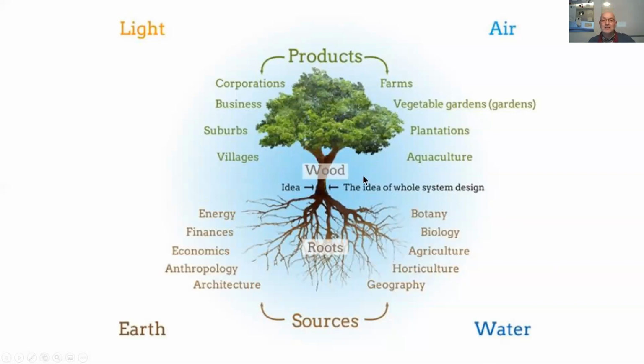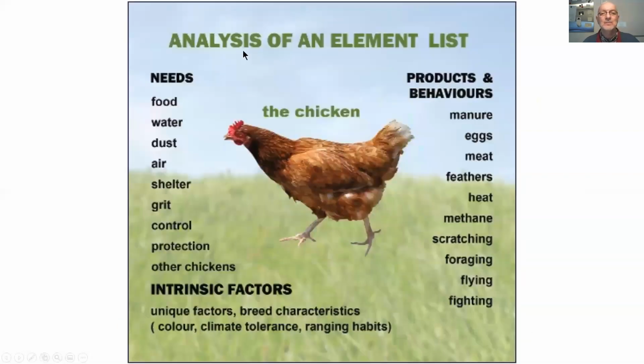If we take this kind of look at everything when we are trying to make our carbon cycle, then this one here is a pretty good example of how to look at it. And we should look at all animals, even trees like that. So we look at first, what does it need? It needs food, water, dust, air, shelter, grid, control, protection, other chickens, and then there are some unique factors, breeding characteristics, color, and so on.